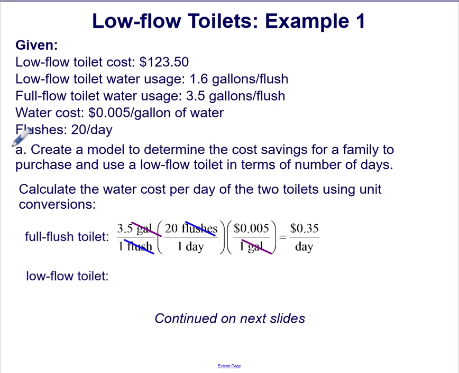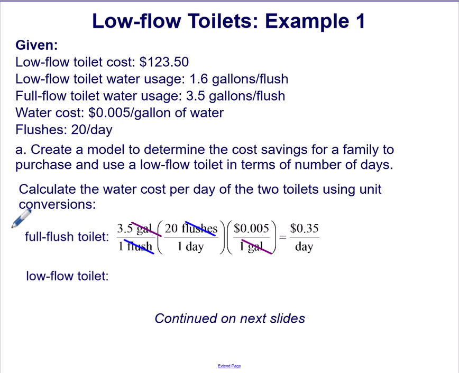So let's create a model to determine the cost savings for the family to purchase and use a low-flow toilet in terms of the number of days. So we're going to calculate the water cost per day of the 2 toilets using unit conversions. So down here, I have the full flush toilet, and we're using the information we know about it, that it's 3.5 gallons of water per 1 flush. The family averages 20 flushes for a day, and the cost is $0.005 per gallon. So I cancel out my units.